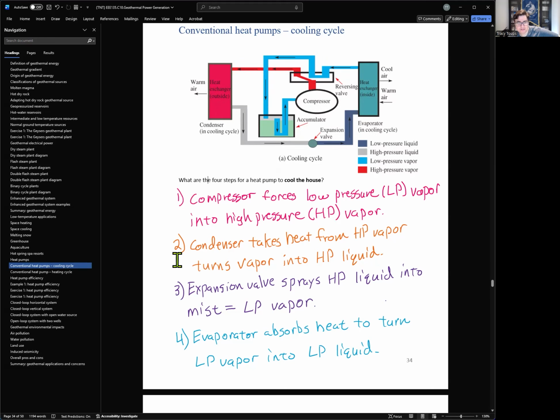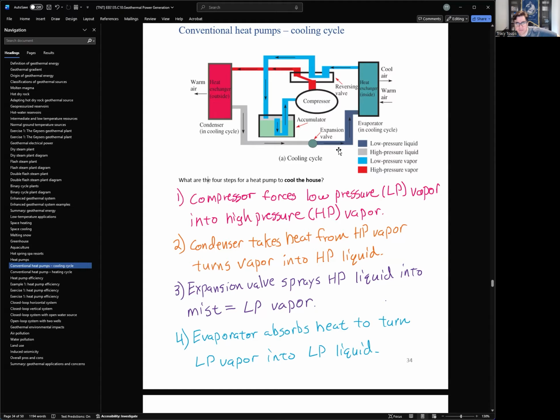Okay, sorry. Now, number 3 is this liquid is going to hit the expansion valve. The expansion valve is nothing more than a nozzle, a spray nozzle. It will take the liquid and spray it into a mist, just like a spray bottle. There's a lot of force behind this because the expansion valve is a very tiny little pinhole, and it'll spray it out into mist. So coming out of this you're going to have low pressure vapor. Mist, sorry, right?